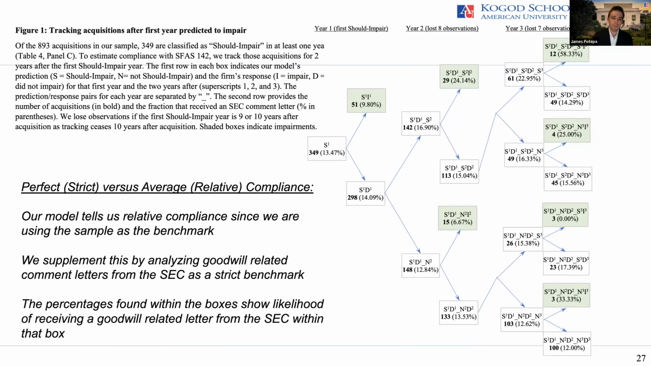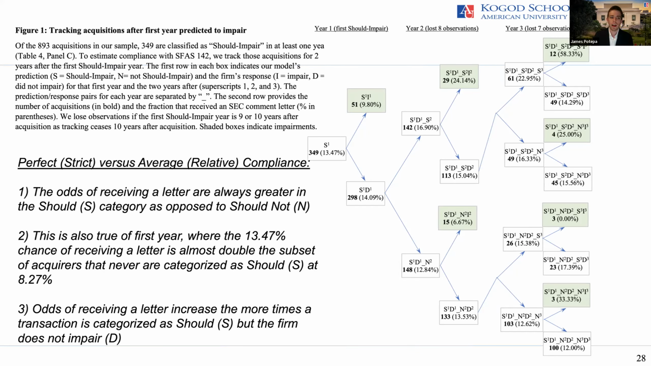Admittedly, we're providing you compliance relative to the rest of the sample, and so it would be nice to have an external benchmark. And so to do that, we look at SEC comment letters, which we pull from Audit Analytics. And so if you notice, there's a percentage in each of those boxes, and that indicates the likelihood of receiving a goodwill letter from the SEC. And what we're going to notice is that the odds of receiving a letter from the SEC about goodwill are going to be much higher if you're in the should category compared to the should not impair category.